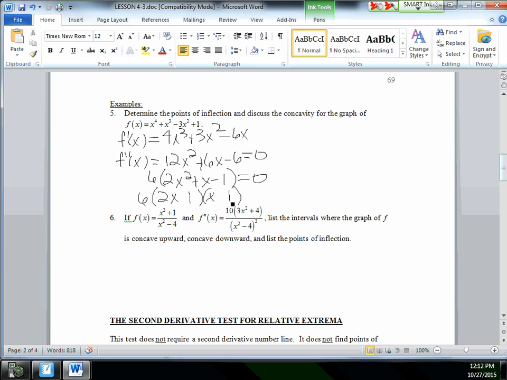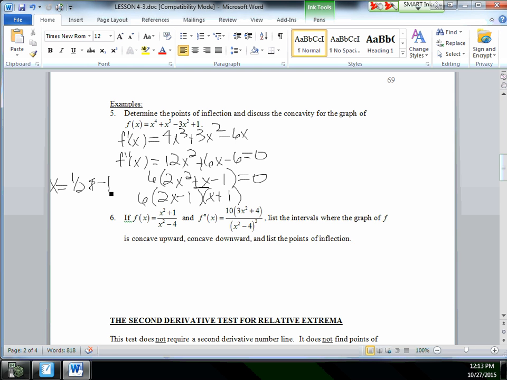Well, now I just have to determine which one has to be negative. If I multiply, that gives me a positive 2. That gives me a negative 1, so I'll add to be that positive x. So now I know my possible points of inflection are 1/2 and negative 1.